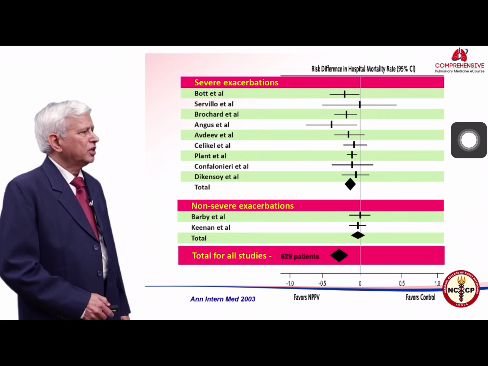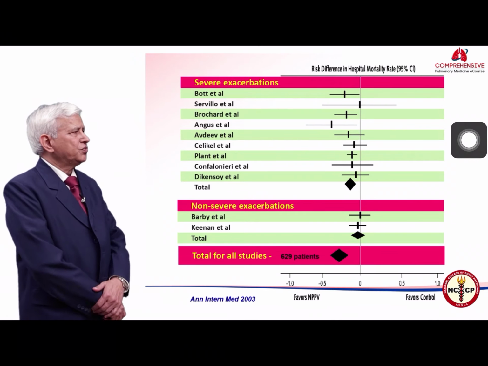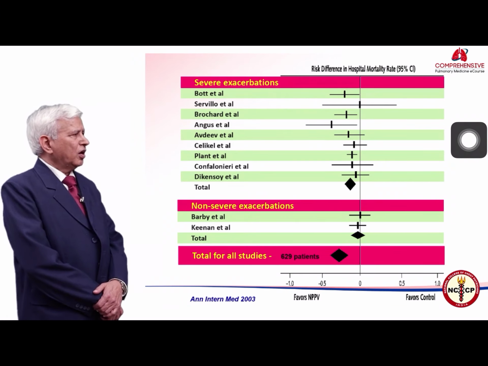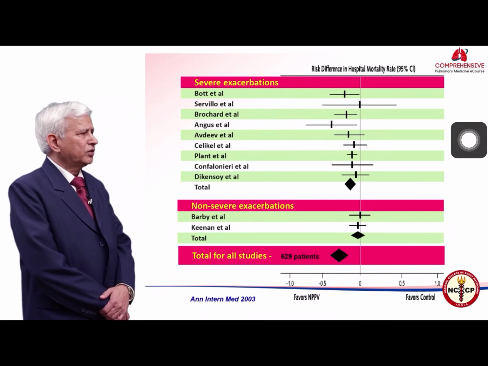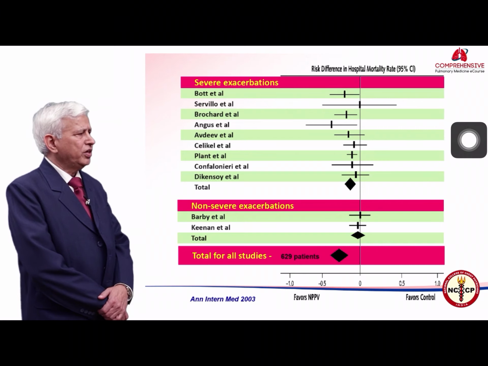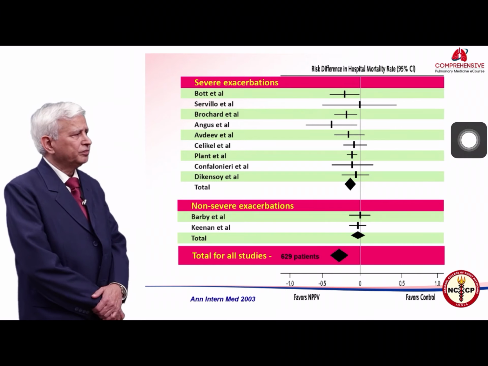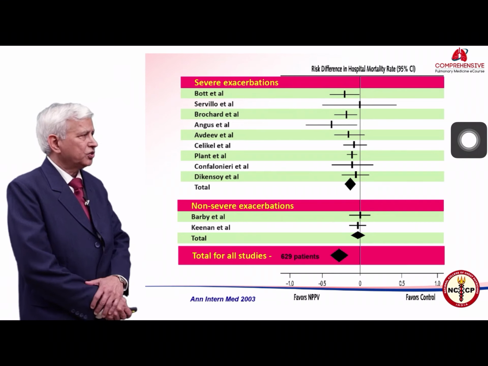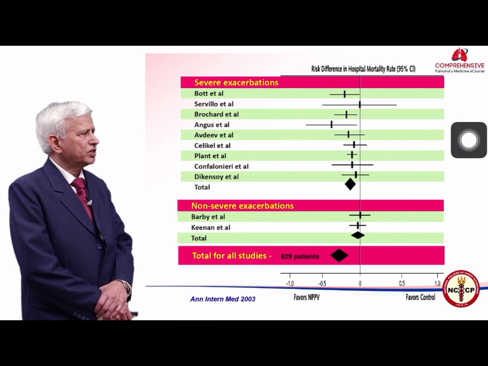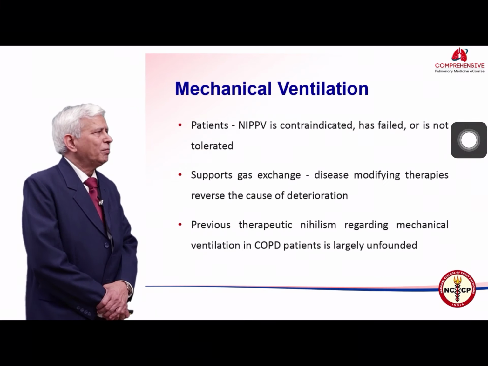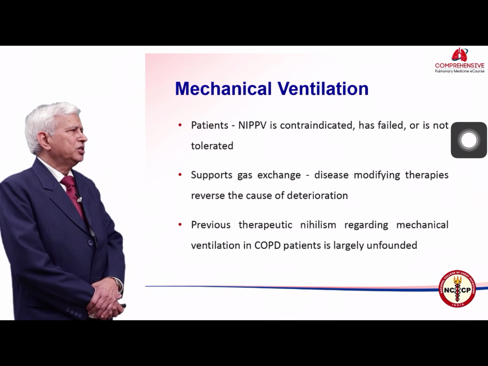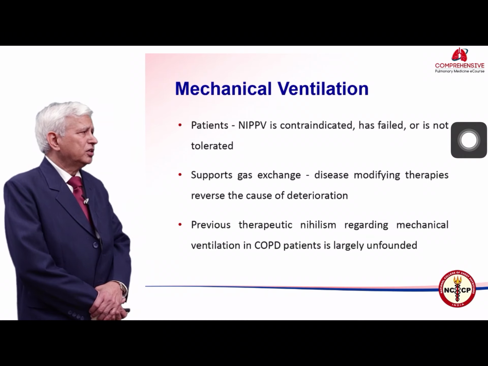You can see here, most of the studies which have been done on domiciliary ventilation, the NPPV or NIV, the non-invasive ventilation, favor the administration of NIV for acute exacerbation, especially the severe exacerbations. Mechanical ventilation is routinely not required.